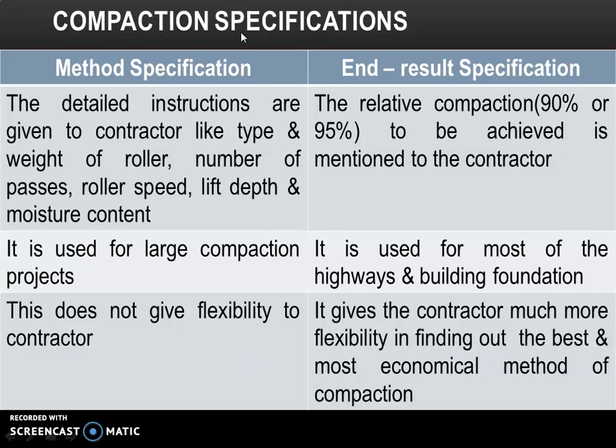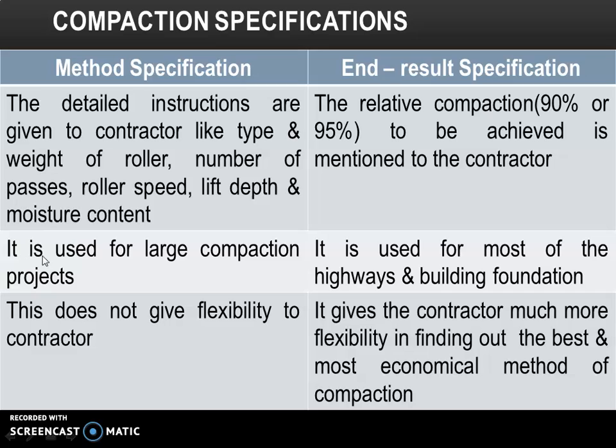Next is compaction specifications. It is divided into two types. First one is method specification and second is end result specification. The detailed instructions are given to contractor like type and weight of roller, number of passes, roller speed, lift depth and moisture content. Whereas under end result specification, the relative compaction, whether it has to be 90% or 95%, which has to be achieved, is mentioned to the contractor.